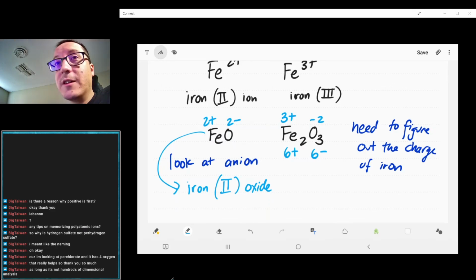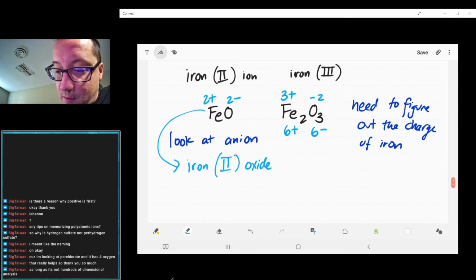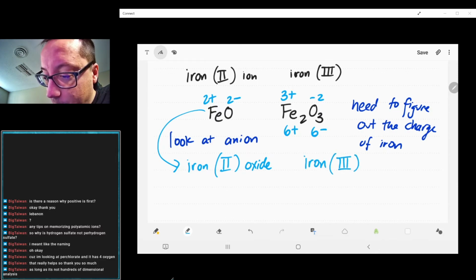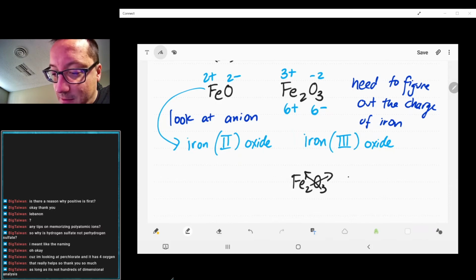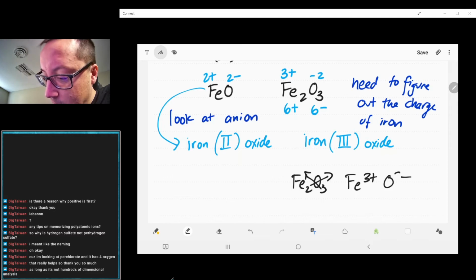Notice we could also do the reverse crisscross. Let me write the name out here, but this will be iron 3 oxide. We could do the reverse crisscross with this. If we bring that up, that means we get Fe3 plus and O2 minus. And that way we can see very clearly it's iron 3.